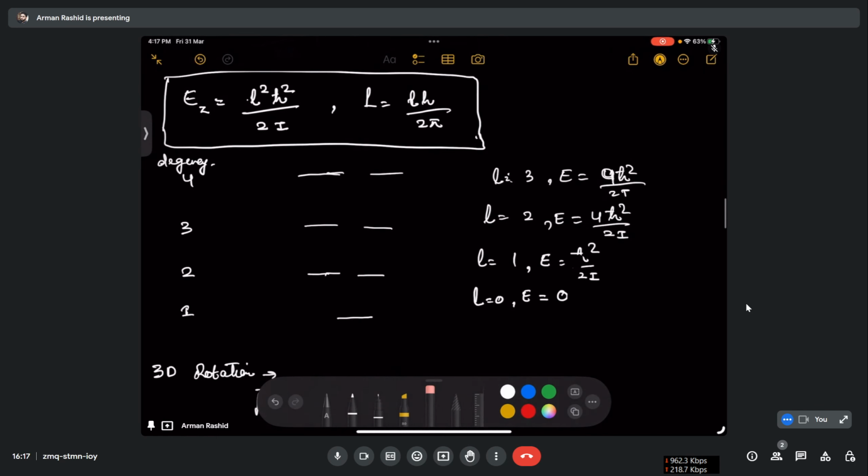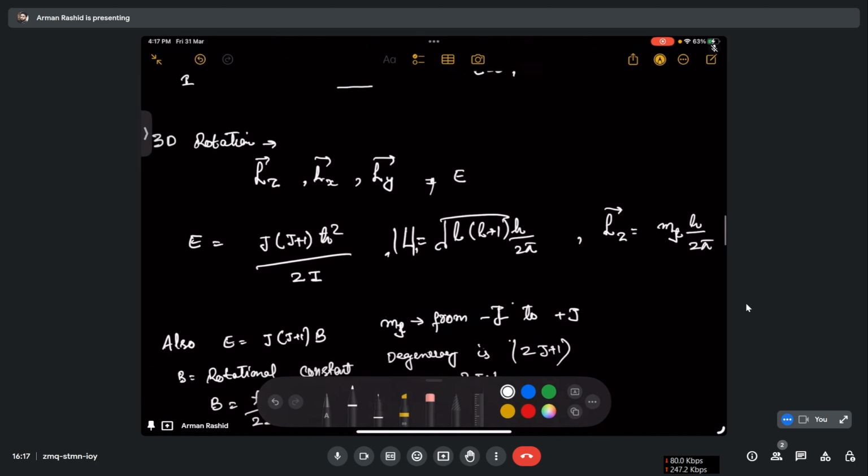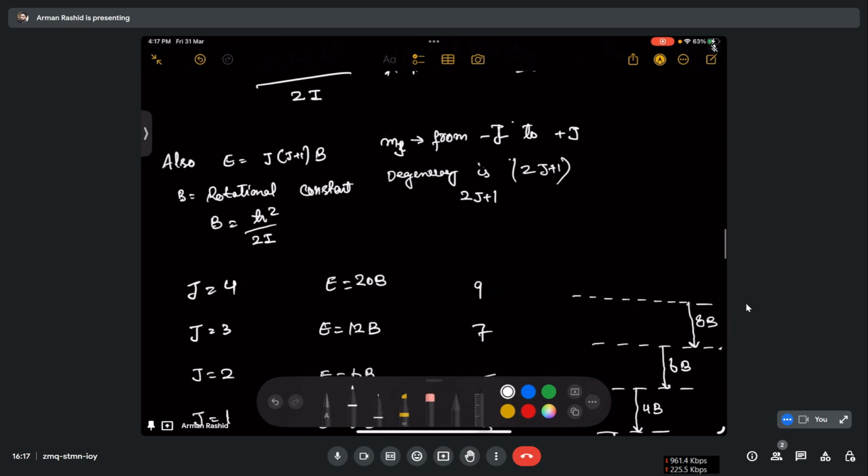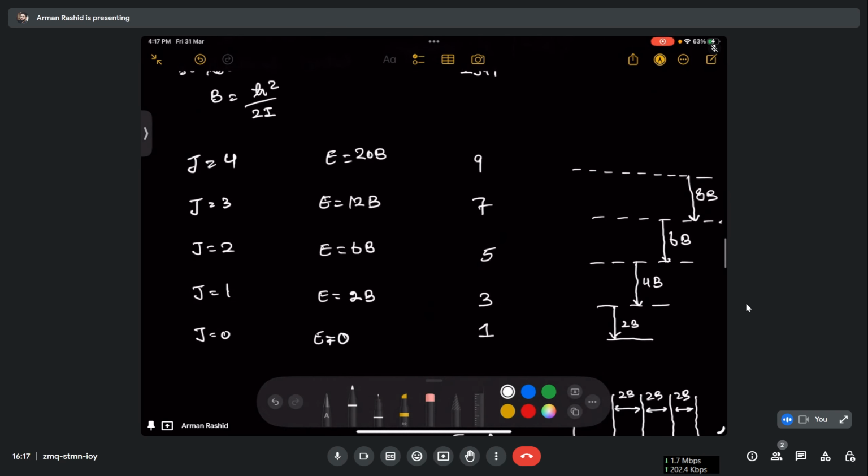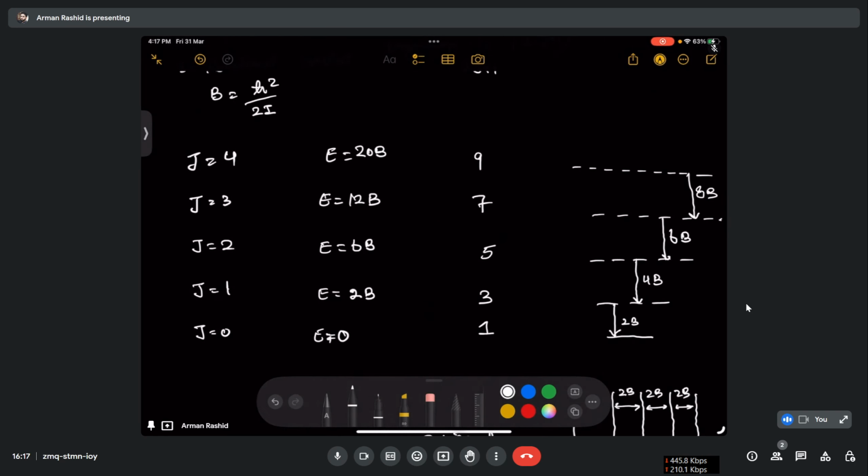So here also the degeneracy is 1, then the degeneracy is 2, then the degeneracy for others is 2, 2. So it has 1, 2, 2, 2 degeneracy. But once we go to the 3D rotor, we can have a different degeneracy. This degeneracy will depend upon what its mj value is.